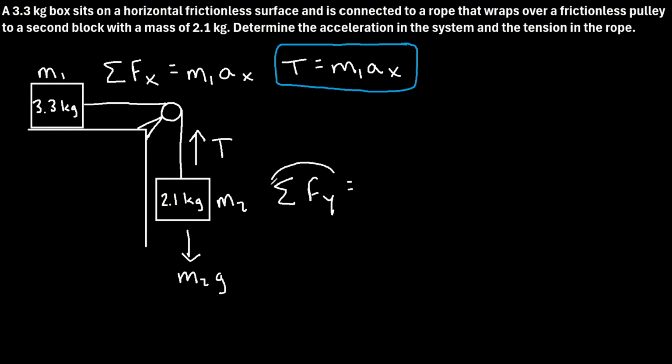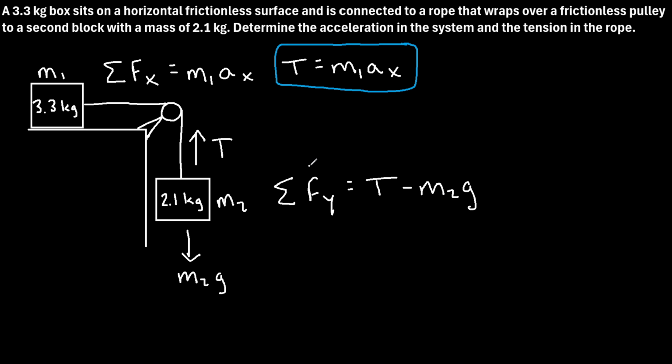So really, our net force in the y direction, to find that, we have to add these two forces together. So we'll say it's equal to T, the tension force, and then notice that this force is headed in the negative direction. It's heading down. So we'll say minus m2 times gravity.